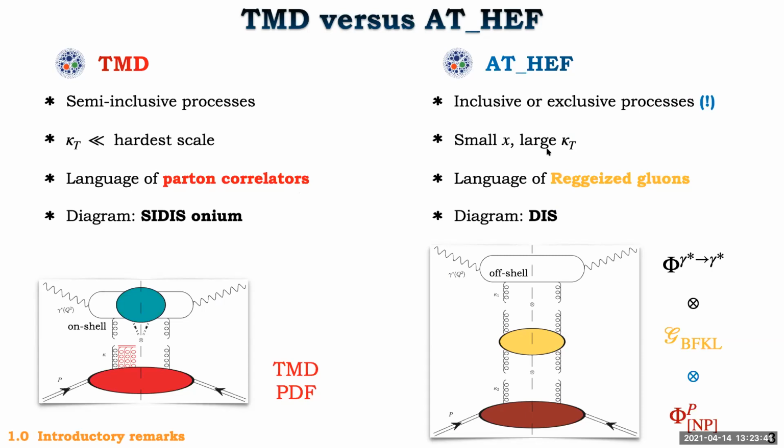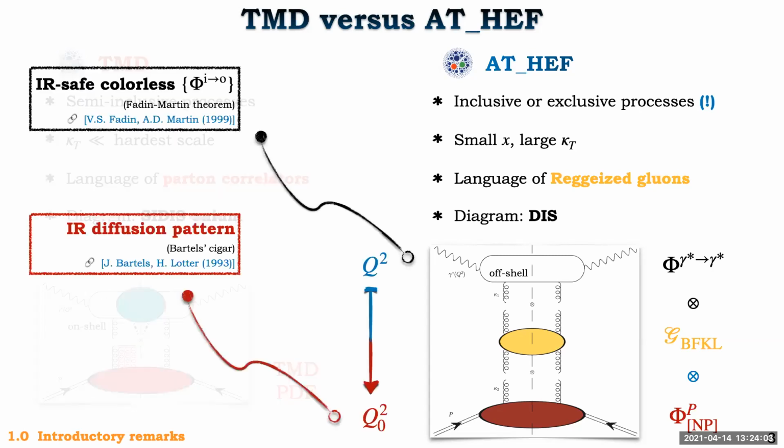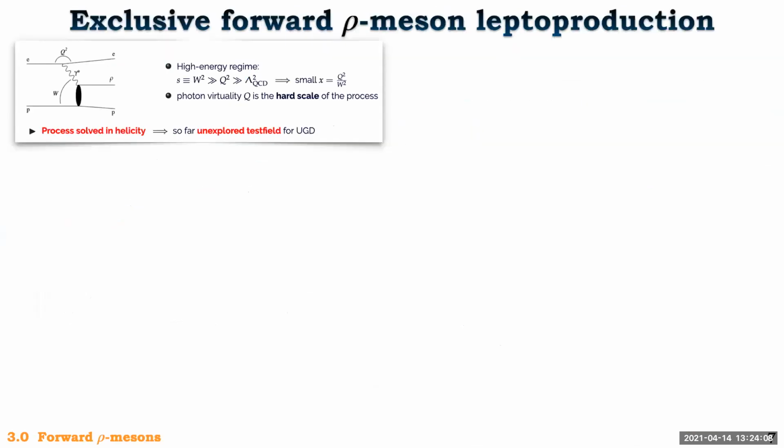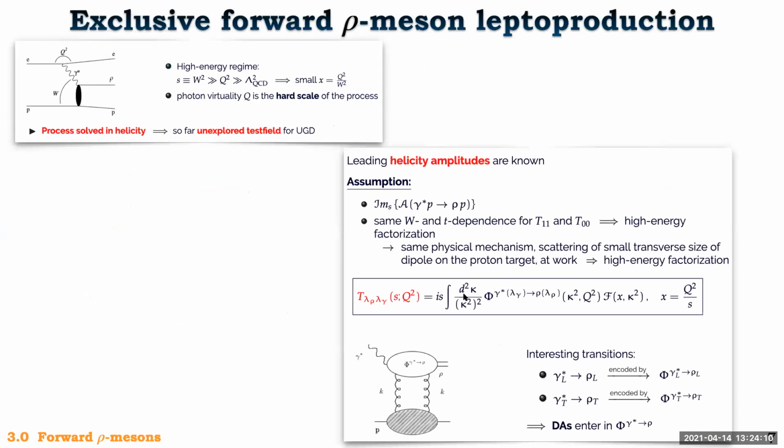So I don't understand the connection between these UGDs and GPDs. Well, maybe let me ask this question instead. Are you able to describe the transverse momentum dependence of the outgoing state, the rho-meson? Can you describe its transverse momentum dependence? Yes. Okay, let me go to the rho-meson case. In principle, yes.